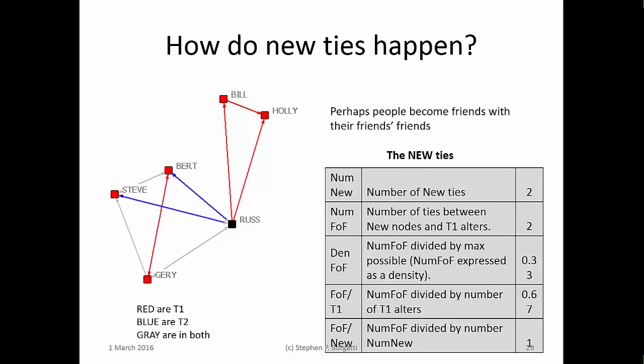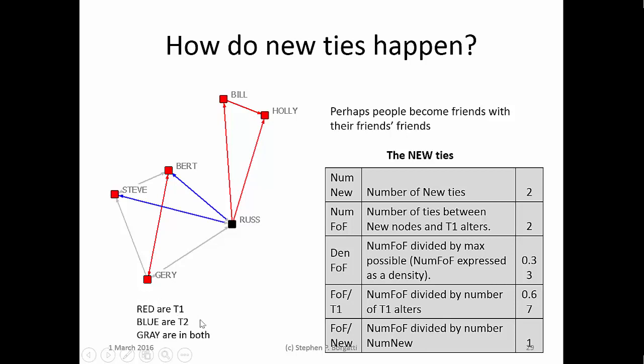But one thing that's of interest, here's Russ's network at both time periods. So the reds are ties that were there only at time 1. The blues are only at time 2. And the grays are the ones that are at both. So if you remember, Russ has Bill and Holly in his network. He drops them both in favor of Steve and Bert, but he keeps Gary. So it's reciprocal in time T2.